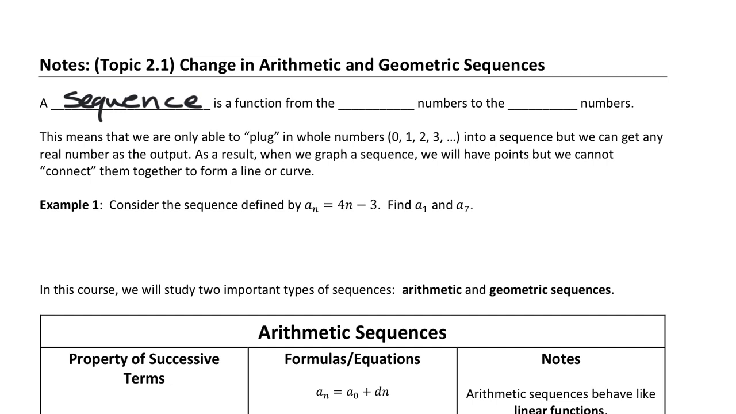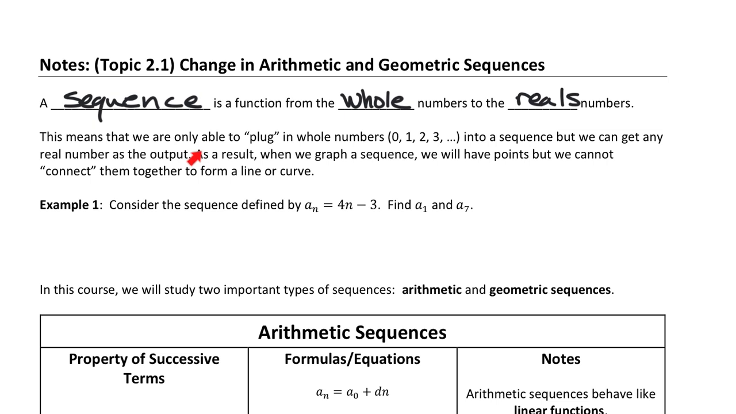A sequence is a function from only the whole numbers to the real numbers, which means we're not going to be using fractions as inputs. We're not going to be using decimals as inputs. We're only going to be using the whole numbers and not actually connecting the dots of these functions. It's a sequence. This means that we are only able to plug in whole numbers into the sequence, but we can get any real number as the output.